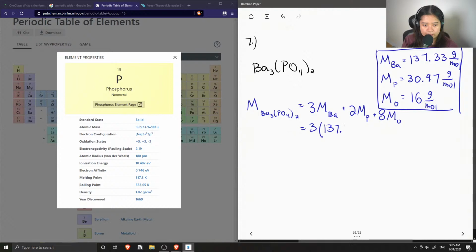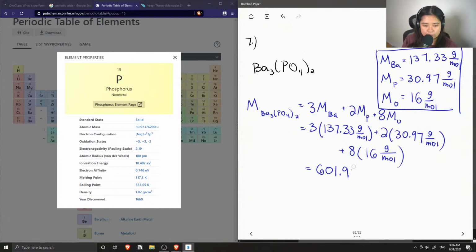So we found the molar mass of barium to be 137.33 grams per mole. The molar mass of phosphorus was 30.97 grams per mole. And finally, the molar mass of oxygen is around 16 grams per mole. So adding all these values up, we get a total molar mass of 601.93 grams per mole.